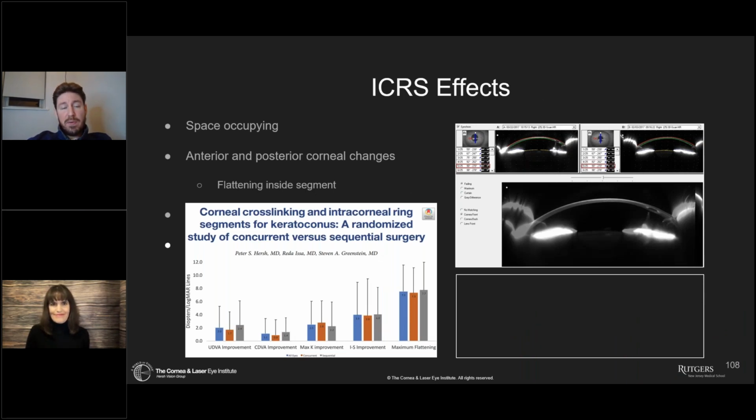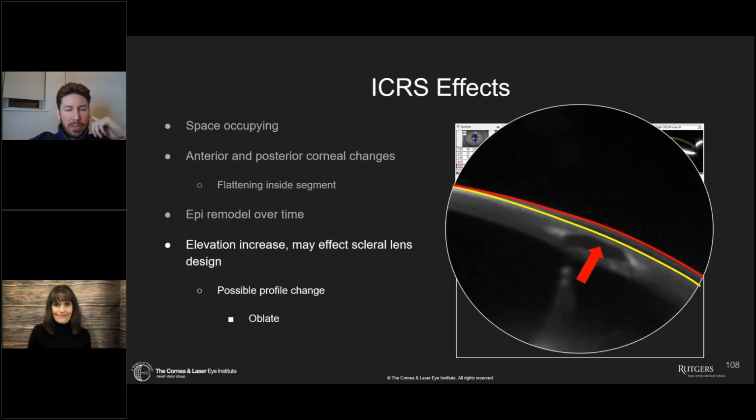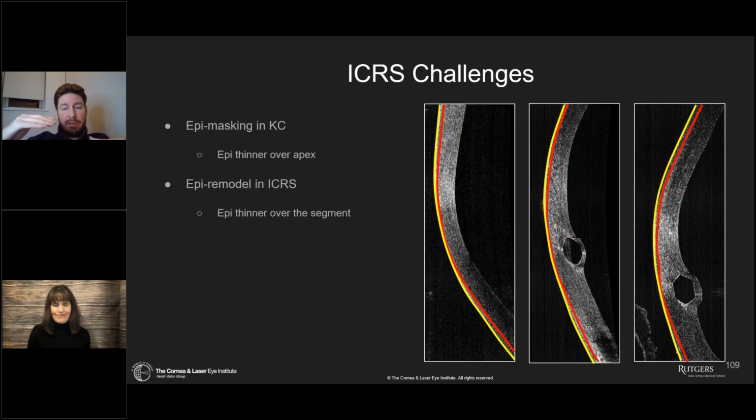What it does is it causes focal flattening inside of the segment by raising the mid periphery of the cornea. So we get a couple clicks here. What you'll see is that's the effect. We lift that peripheral cornea, and in that area where it's being lifted, again, like we have an apex in a cornea where there's remodeling over the top of the keratoconic cornea, we get remodeling over the portion of the segment, so the epithelium actually thins out.